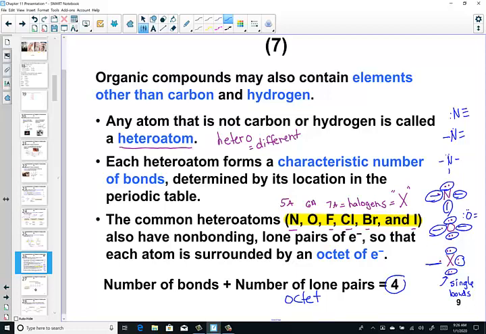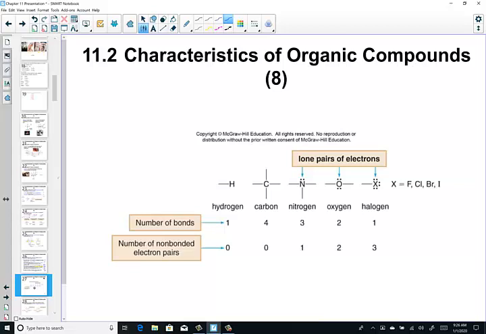Characteristics of organic compounds continued. We're just filling in some practice here. Here we notice that hydrogen, the number of bonds is always 1 with never a lone pair. Carbon must always have 4 bonds and it will never have a lone pair of electrons. Nitrogen will have up to 3 bonds and always 1 lone pair when it's completed its octet. Oxygen has room for 2 bonds and 2 lone pairs. And any halogen has one bond and three lone pairs.